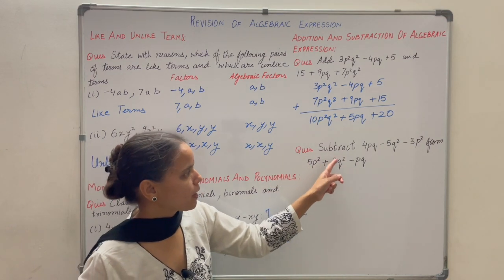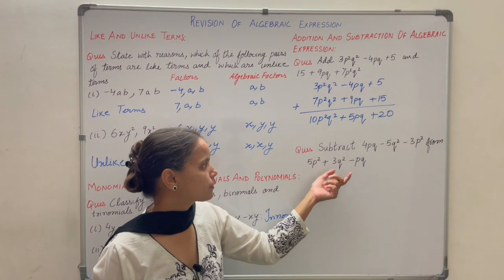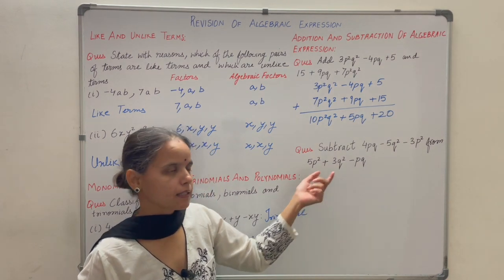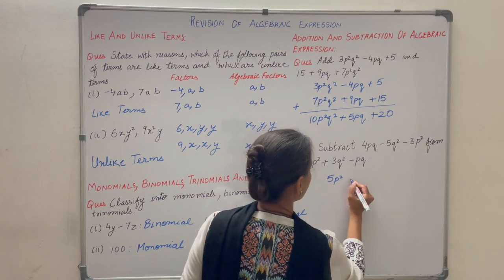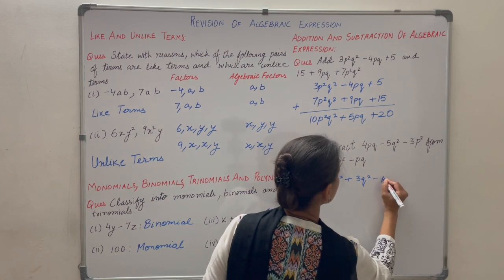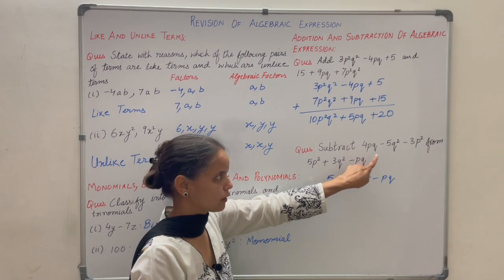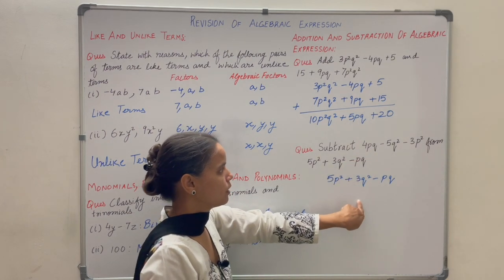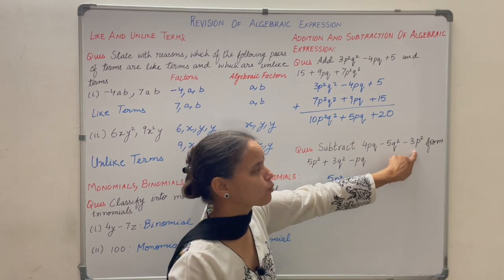Now here, subtract this algebraic expression from this. That means first you have to write down this algebraic expression. That is 5p square plus 3q square minus pq. So from this you have to subtract this. So this one you will write below. So here it is 5p square and here it is minus 3p square.